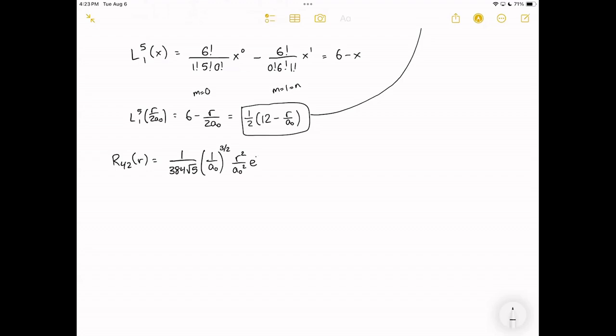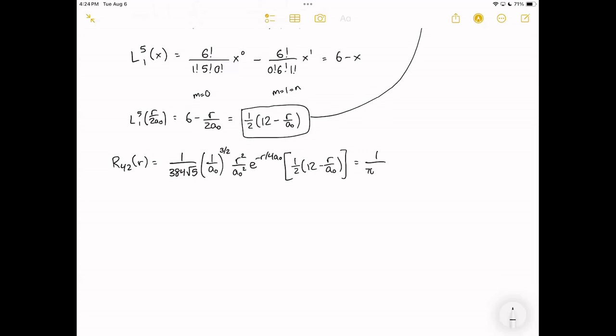And then we have e to the minus r over 4a naught. And then we have our polynomial. So let's put our polynomial in, which is simply 1/2 times 12 minus r over a naught. And so you can combine these together by simply multiplying 384 by 2. And that gives us 1 over 768 times the square root of 5 times 1 over a naught to the 3/2 times r squared over a naught squared. It's usually nice to put the polynomial of r in here, so we're switching the order a little bit. 12 minus r over a naught, e to the minus r over 4 a naught.